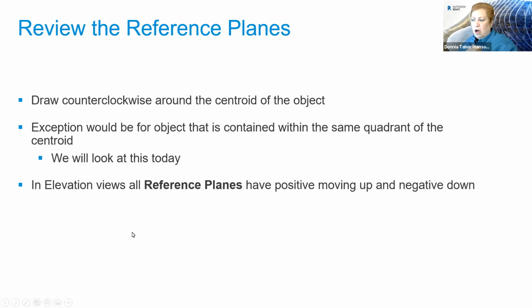In elevation views, all reference planes have a positive moving up and a negative going down. So when I'm talking about drawing on the centroid, I'm talking about in plan view or in an elevation. You can do your side view, the side reference planes, up on the right and down on the left. This keeps the positives and negatives where you need them to be. And this is going to come into play today when we start building these muscles. You're going to see some of these.